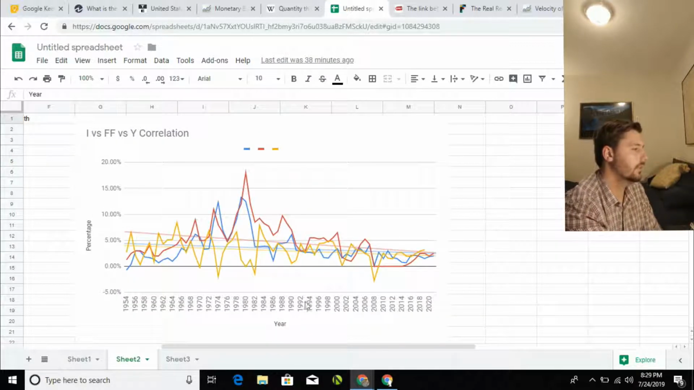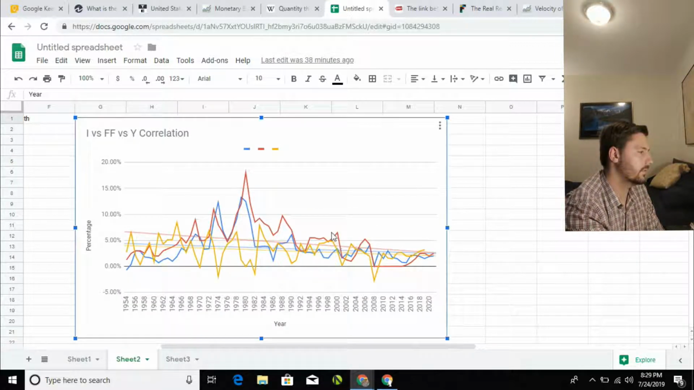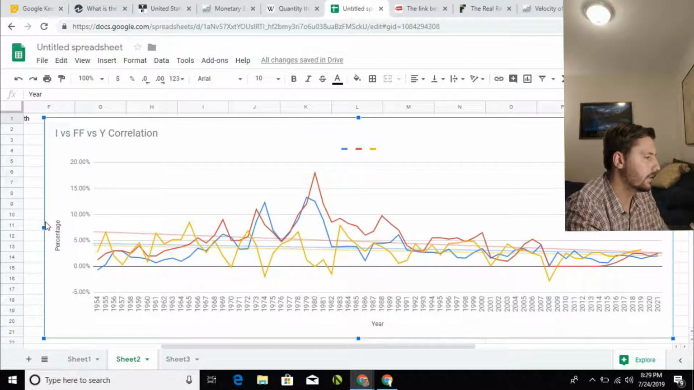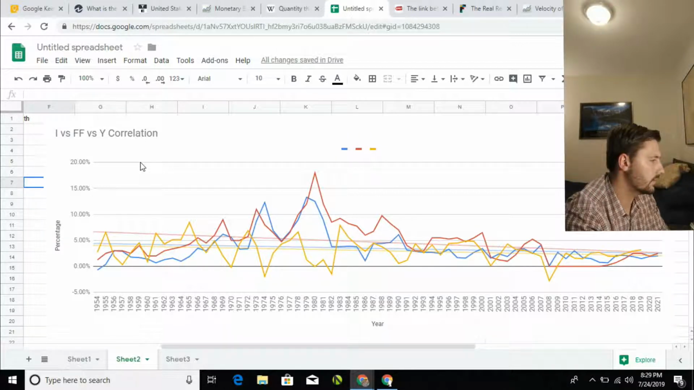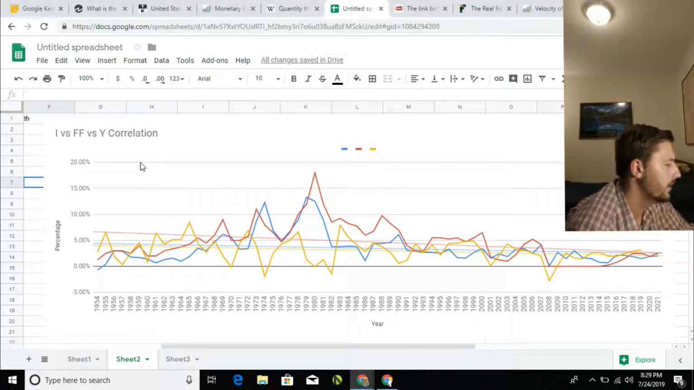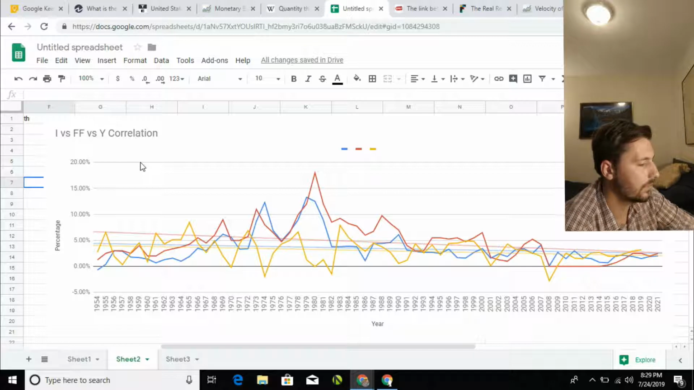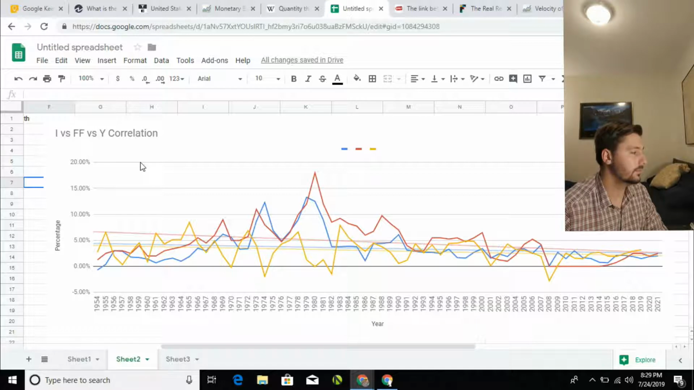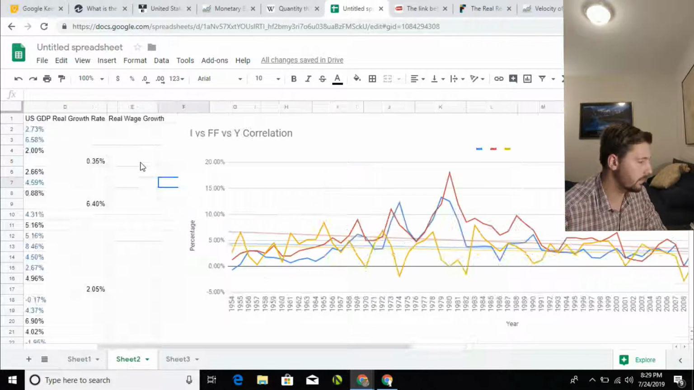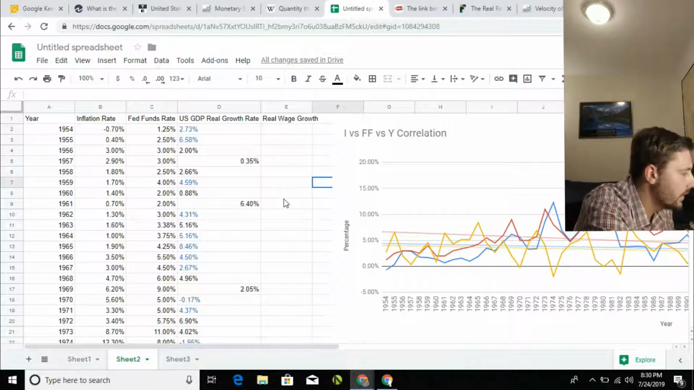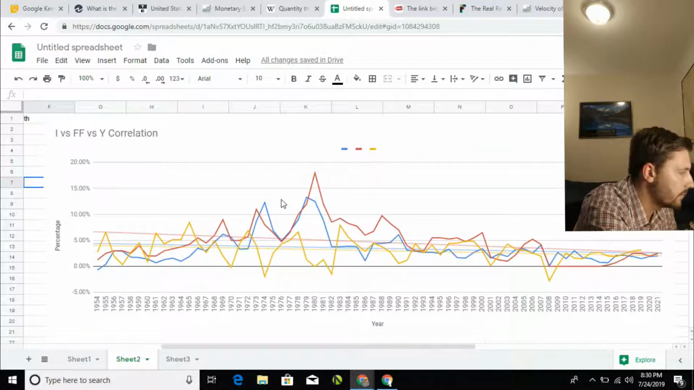And just to show you guys, we'll zoom in on this chart: inflation versus the federal funds rate versus output correlation. It comes from 1954 to 2019, sometimes 2020, and we're focusing on three things: your inflation rate, your Fed funds rate, and your output. If we come back here, the blue is your inflation rate, the red is your Fed funds rate, and the yellow is your real GDP growth. As you can see here, we do kind of see this increasing from '54 to about '74.